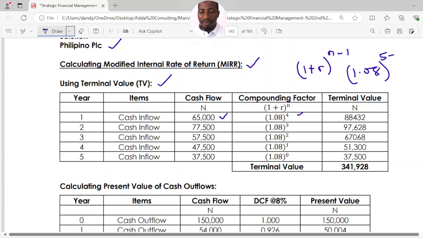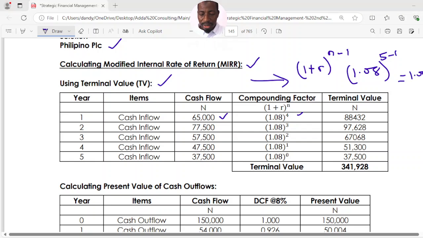This cash flow of 65 occurs in year 1. I will say minus 1. In this case, that will give me 1.08 raised to power 4. That's why you are seeing that raised to power 4 here. If you don't want to follow this route, just do the calculation yourself. You want to reinvest the 65,000 naira. Year 1 is out of it. How many more years can you reinvest it? You have an additional 4 years. That's why you are seeing that 4 there.